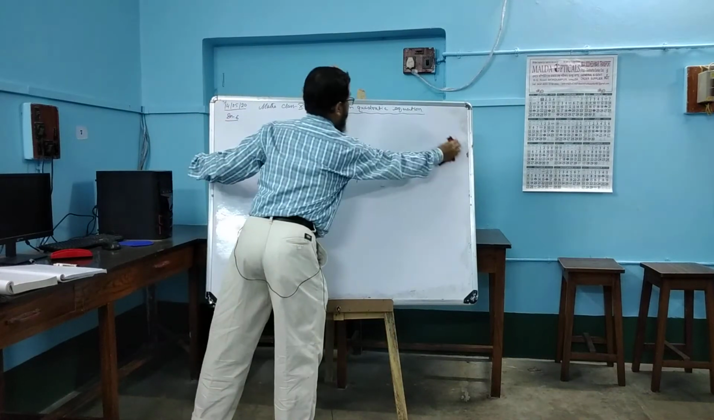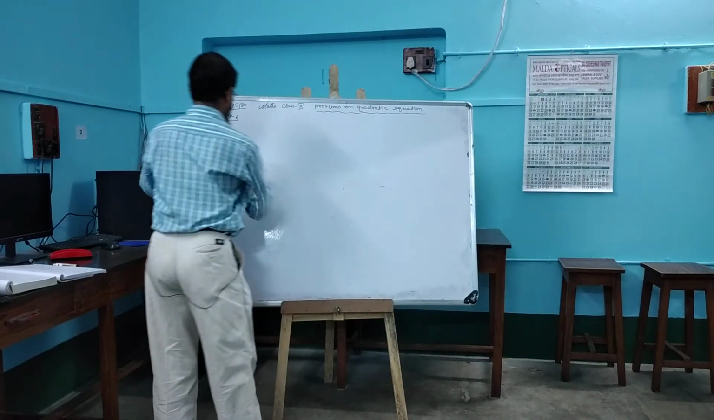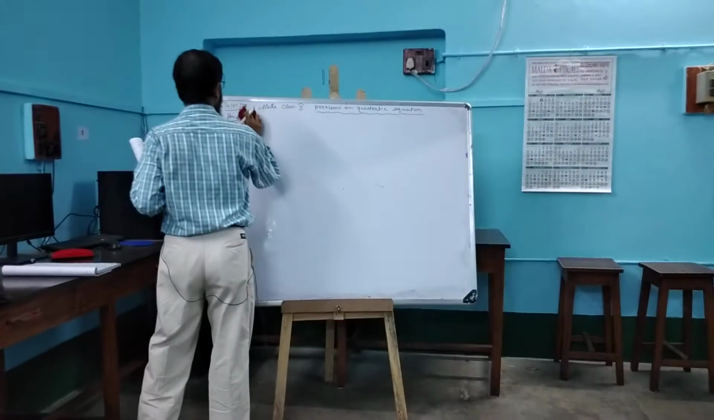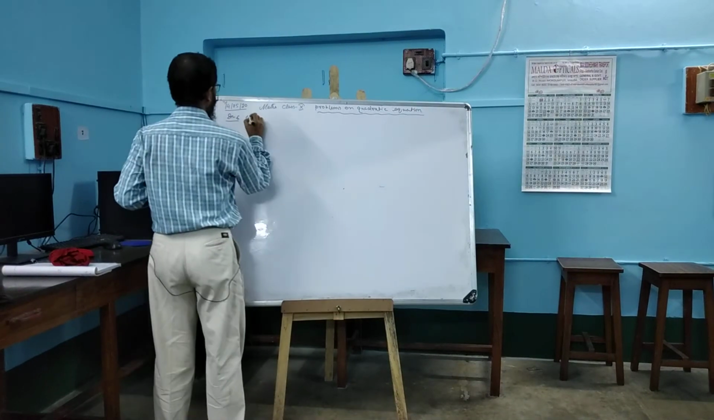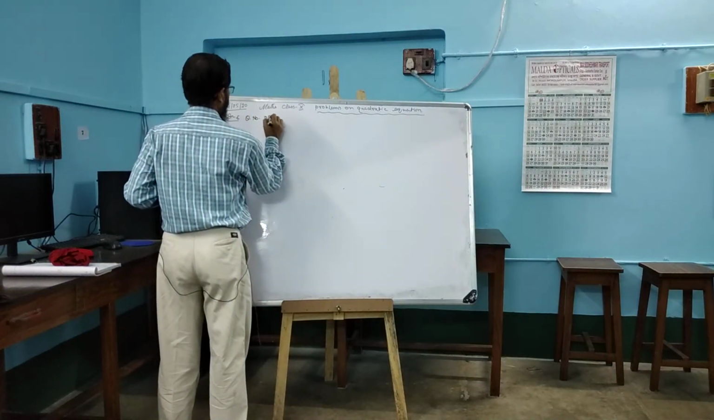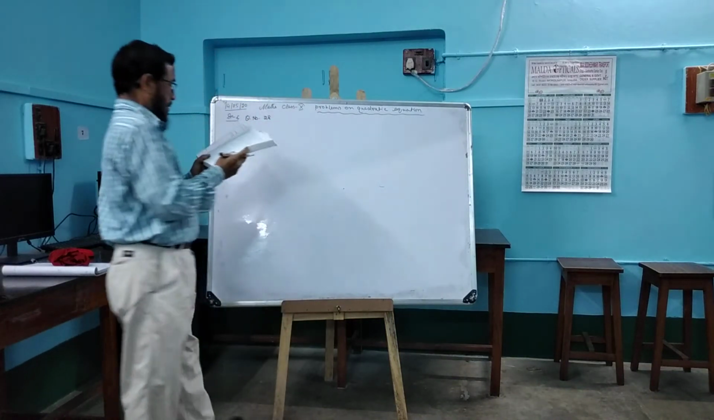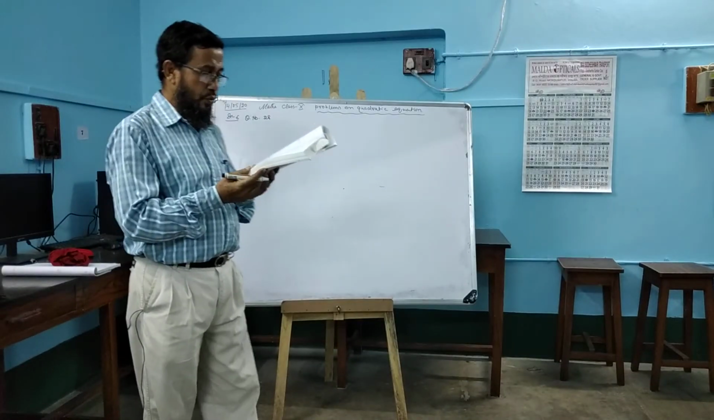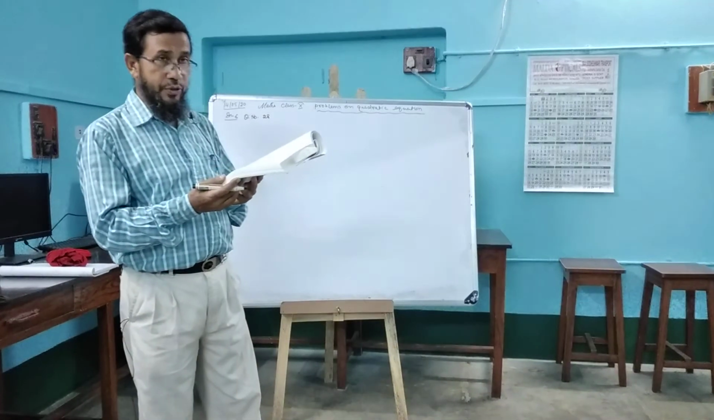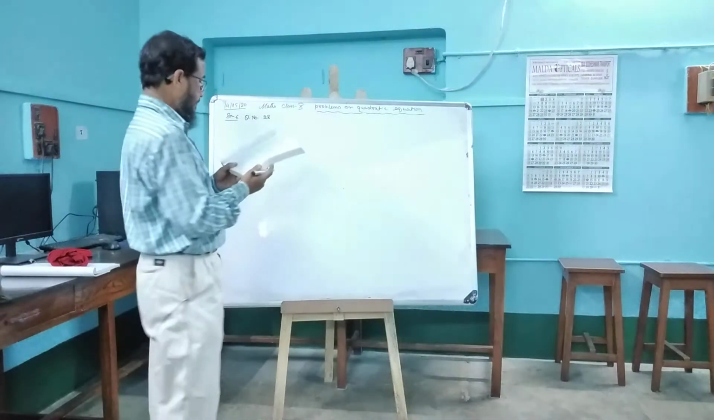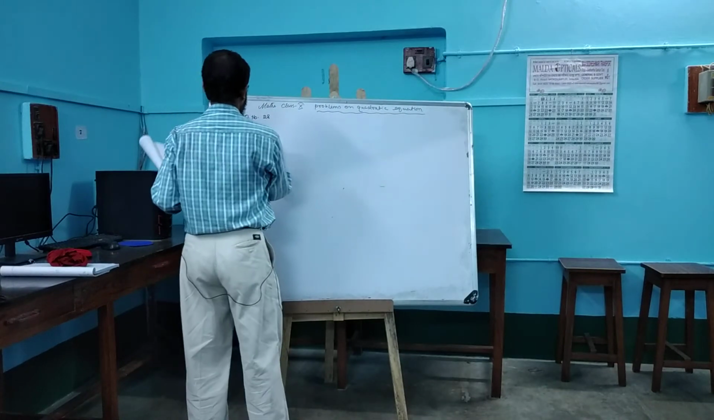Next, question number 28. Form the quadratic equation whose one root is 3 minus root 5 and the sum of the roots is 6. Answer.